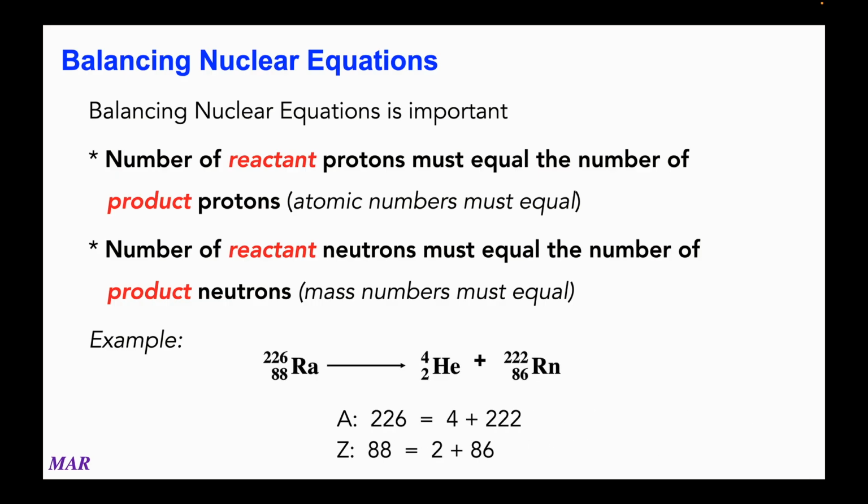As an example of that, let's look at this radium-226 isotope that's decaying to an alpha particle, which is 4,2 helium, alpha particle, and a radon-222. If you look at the upper left-hand numbers first, those are the mass numbers. 226 for the radium equals 4 plus 222 for the alpha and the radon. So that reaction is balanced for neutrons, and then the lower left-hand numbers also balance. So 88 is the number of protons for radium. That equals 2 for the alpha particle plus 86 for the radon.